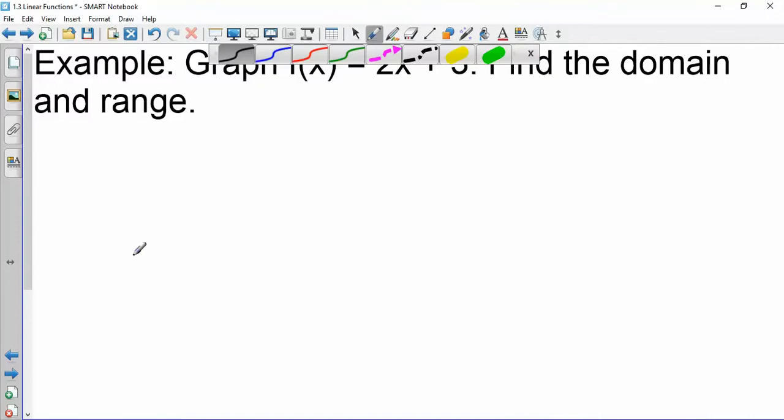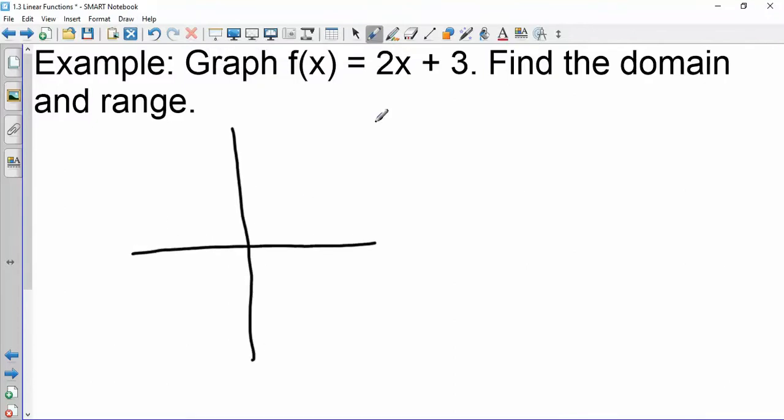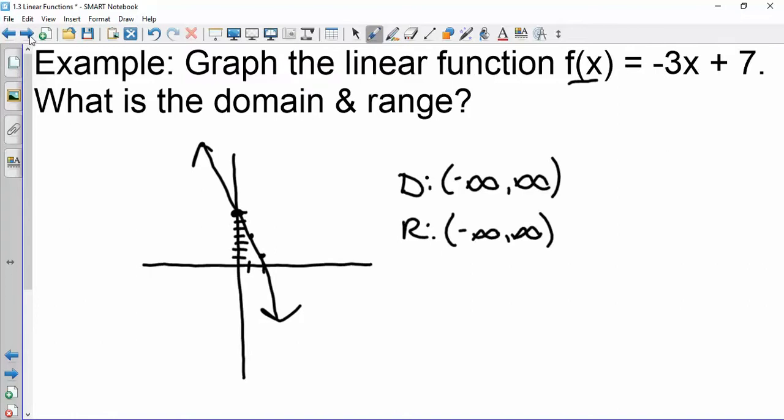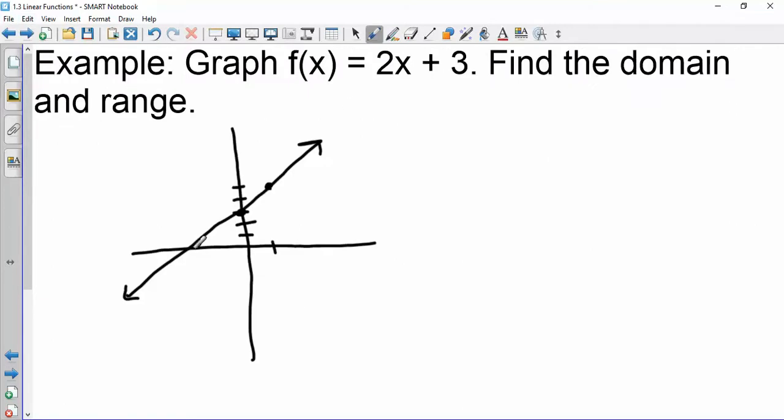All right. So y-intercept was 3. Slope is 2, so up 2 over 1. Is this line increasing or decreasing, by the way? Increasing. What about the one we did before? Decreasing. Good. How do you know? Because the slope is negative. When your slope is negative, it's decreasing. When your slope is positive, it's increasing. What's the domain? Negative infinity to positive infinity. And the range?